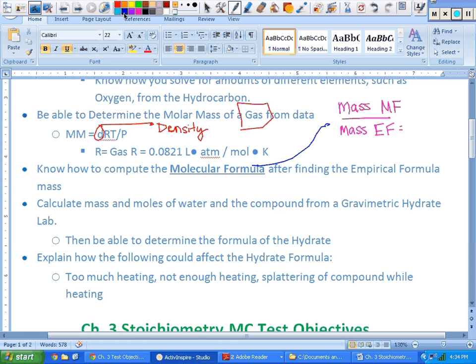Now, this is going to give you a specific whole number. Once you find that number, do you circle that and say, here's my answer? What do you do with that whole number? Multiply it to the subscripts. Multiply it to the subscripts.